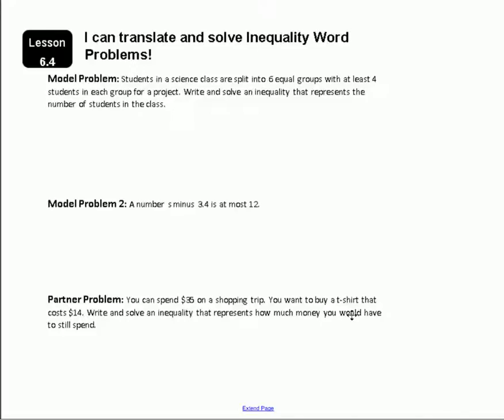Happy Friday. Alright, so today we're going to work on translating and solving inequality word problems. These are going to be one-steppers that involve either adding, subtracting, multiplying, or dividing, so be prepared for each type. I'm going to do a model problem with you, and then you're going to work on a partner problem, and then an independent problem, and then you're going to start this awesome chart I have for you.